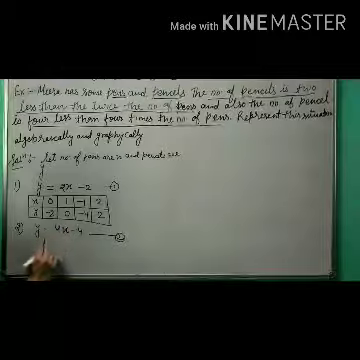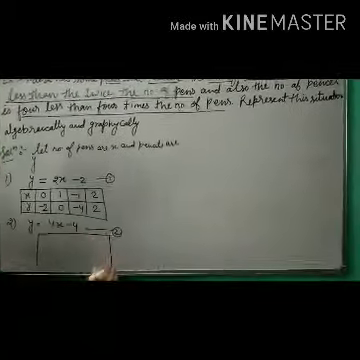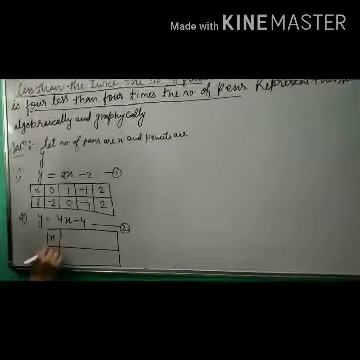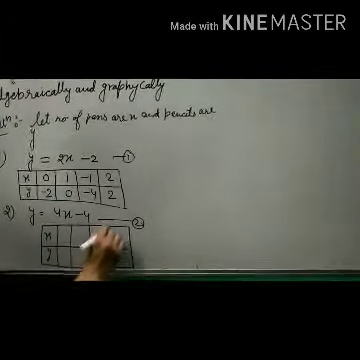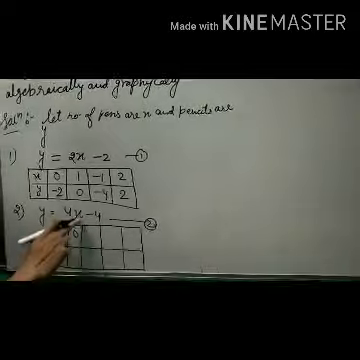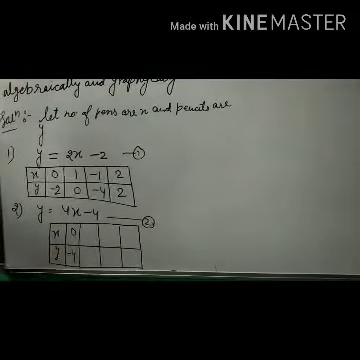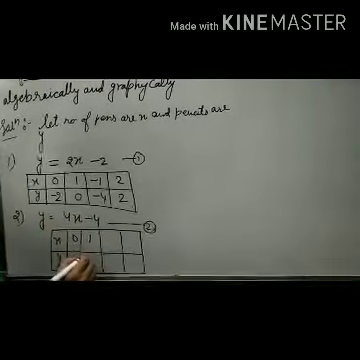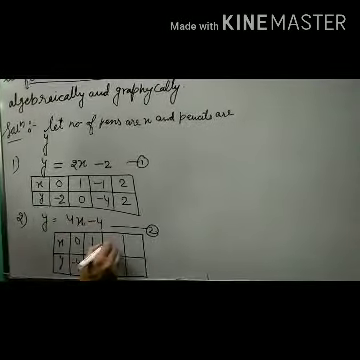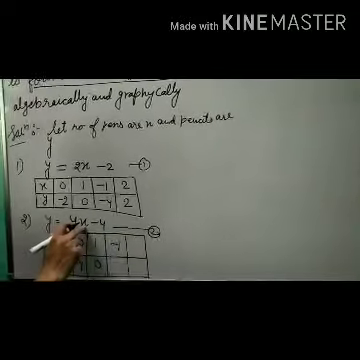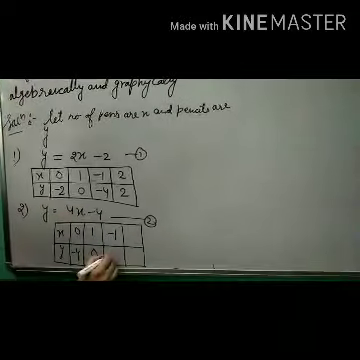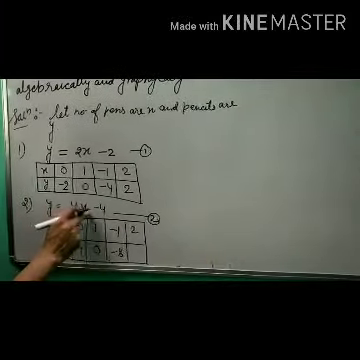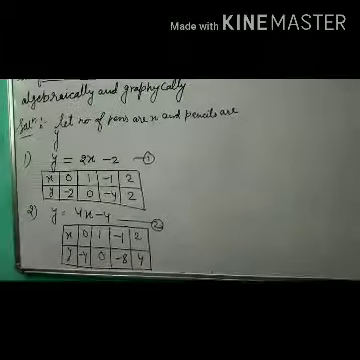Now in the second equation, again we need to find the values of x and y. Here we put x equal to 0, then y is minus 4. If we put x as 1, 4 minus 4 is 0. For x equal to minus 1, 4 times minus 1 is minus 4, minus 4 is minus 8. And if we put x equal to 2, 4 times 2 is 8, minus 4 is 4. So here we have some values.